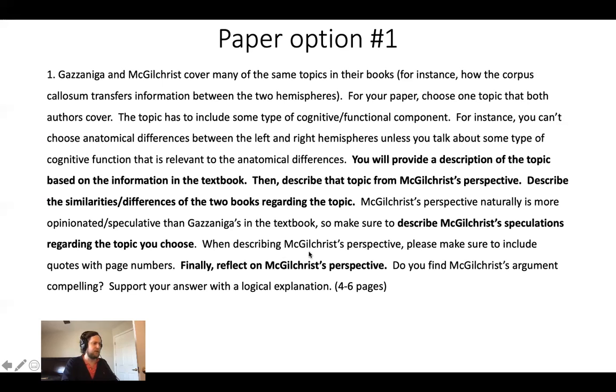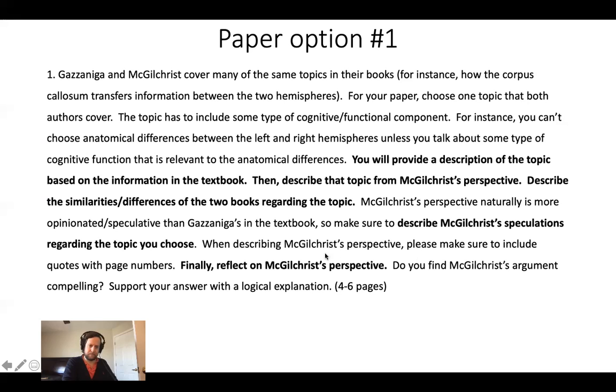And the reason I want these quotes is because the book is very long and I want to be able to verify that the claims McGilchrist makes, the speculations you say he makes, that he actually does make them. That's why I want quotes, especially from McGilchrist. I don't actually need quotes from Gazzaniga that much, but definitely quotes from McGilchrist because he's kind of opinionated and speculative.